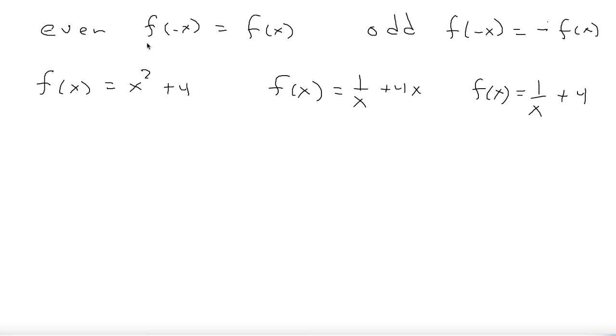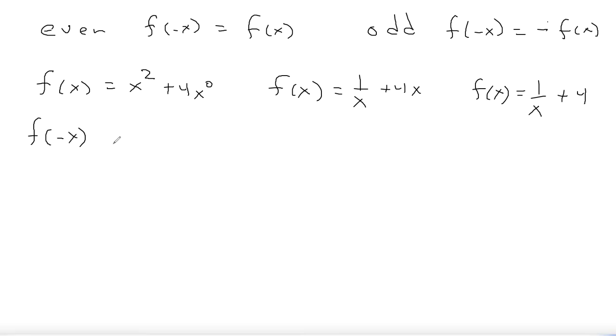For an even function, which this one is going to be, and that is because this is an even power, as if we write it as x to the 0. When we put a negative x into an even function, we should get out the exact same function we started with. So let me show you that one right here.